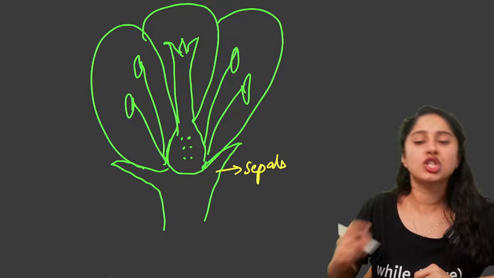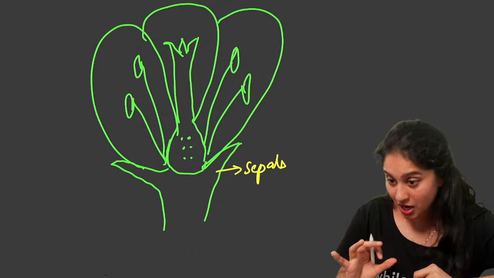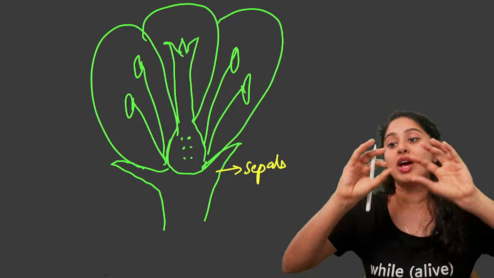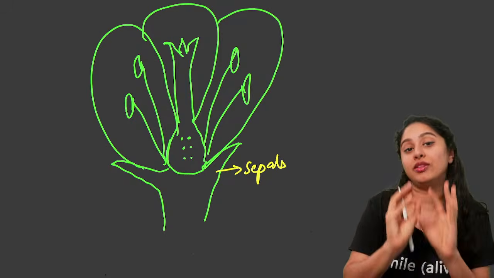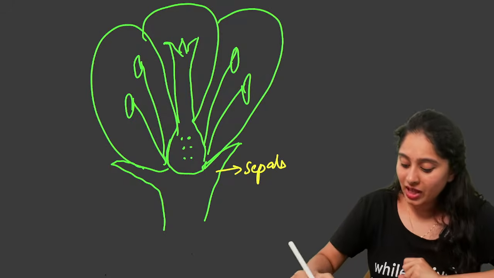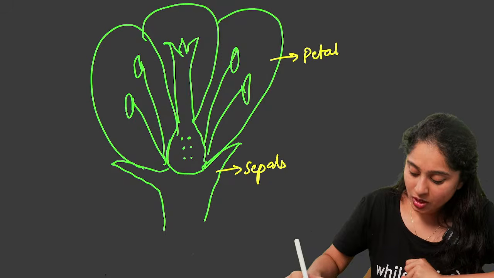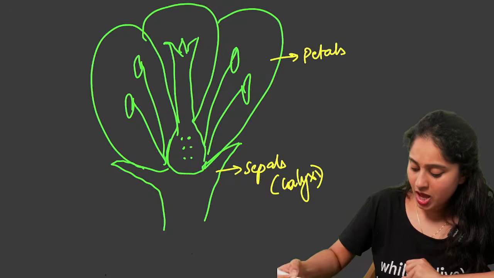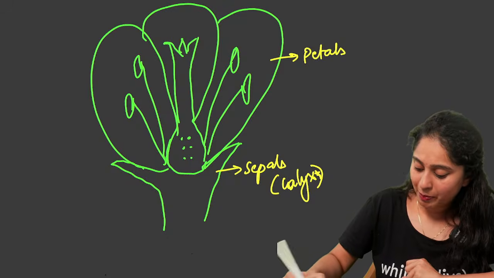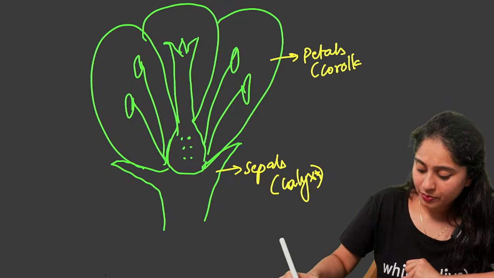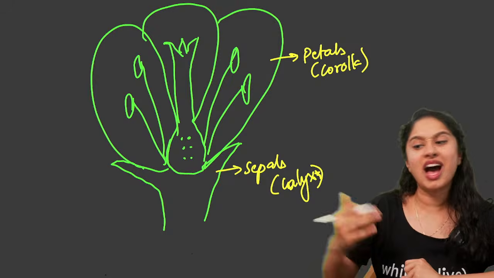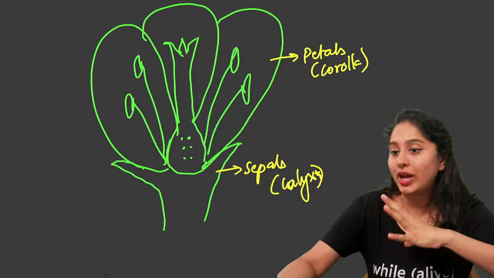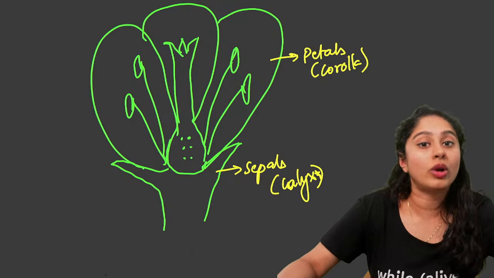The main function of the sepal is to give a lot of support and protection while the flower is still a bud. And then we have the petals. Sepals make up the calyx, and the petals make up the corolla. Now, both of these are unwanted in the sense that they don't directly contribute to any growth or reproduction.